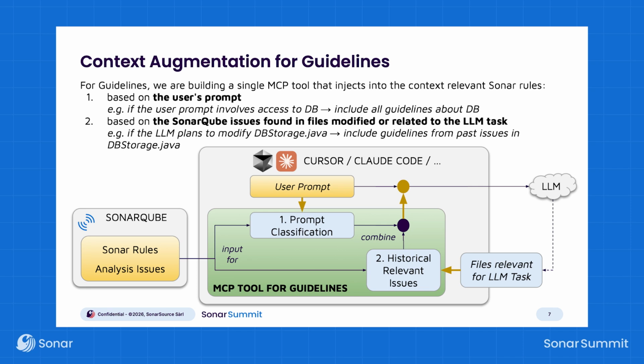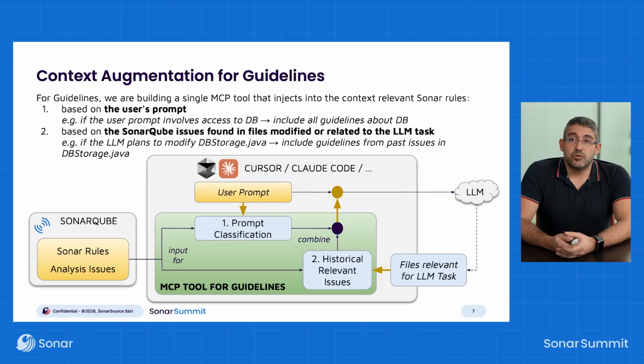All right, so now what do we do in those tools for guidelines and architecture? So for guidelines, the goal is to provide some coding standards for security, for quality of the code, and those guidelines should be relevant for the task at hand. So the task that the LLM is executing, and we use two different techniques.